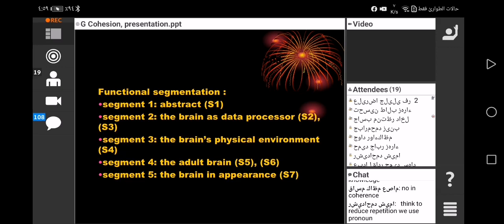In the second statement, the brain as data processor. In the third statement, the brain's physical environment. In the fourth statement, the brain adult. And in the fifth, the brain in appearance. Notice that in all these, the word brain plays a specific function. The function is not the same, but in fact the word functionally differs from one statement to another statement.